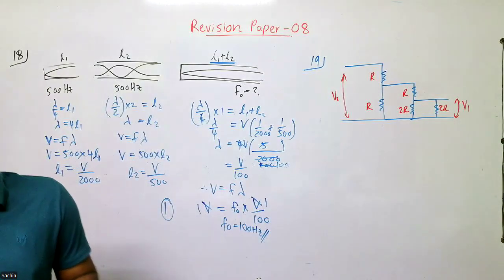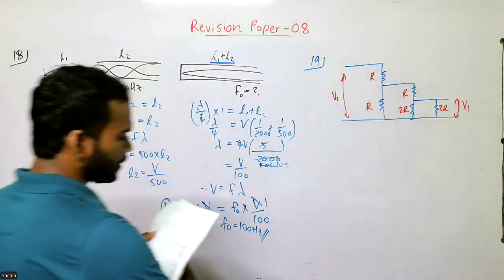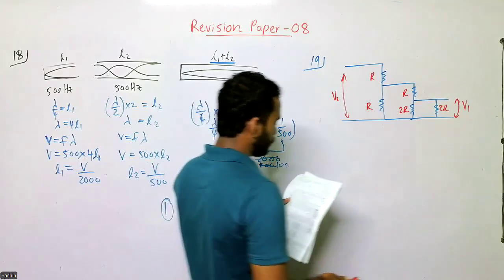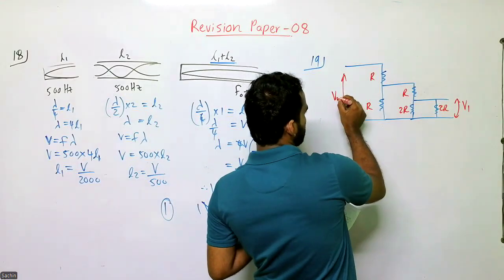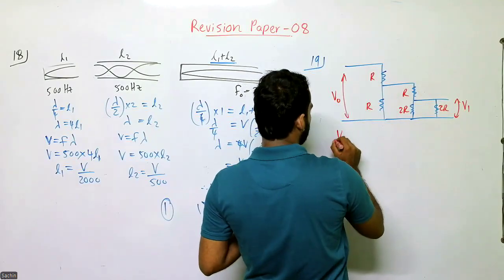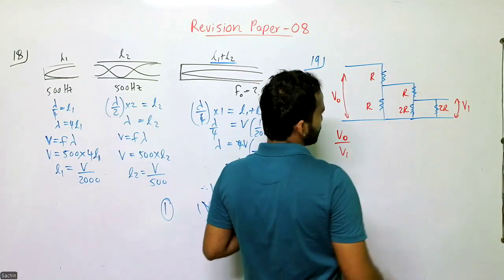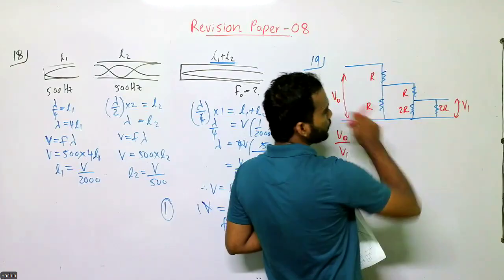So question number 19. In the circuit shown in the figure, if the potential difference between A and B is V naught, potential difference between C and D is V1, then the value V naught over V1 is. Okay. So this is V naught, this is V1. You have to calculate V naught over V1. Okay, so you can do that after calculating this V1 in terms of V naught.